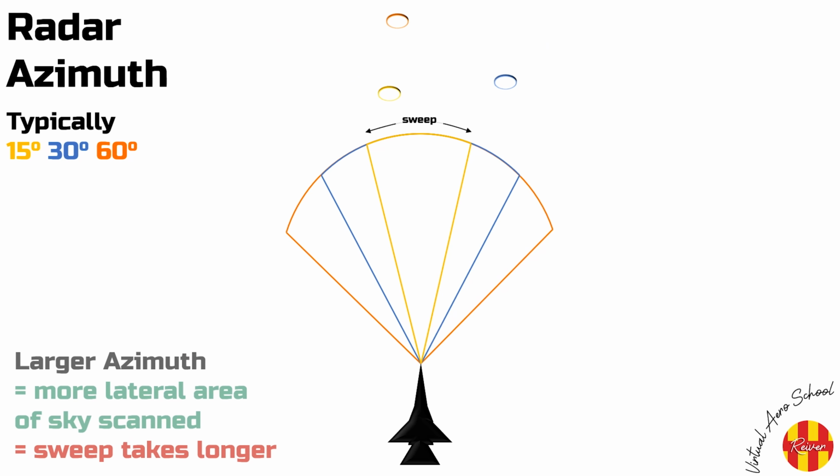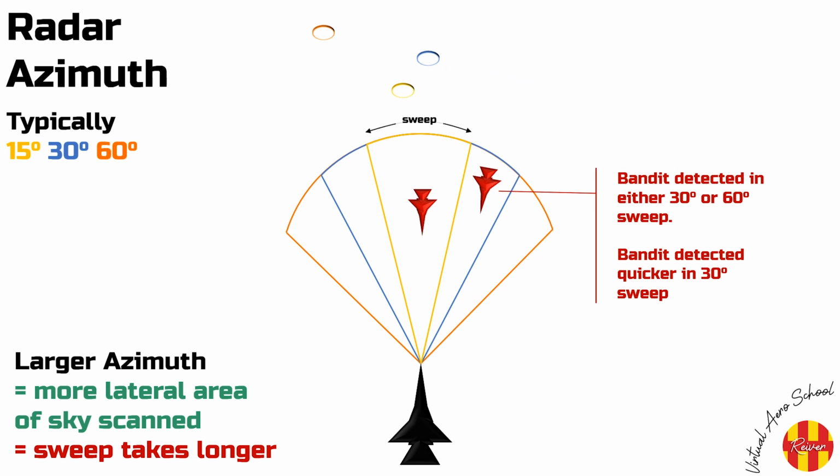A larger azimuth means more of the sky is being scanned, but the trade-off is the speed of the complete sweep. Consider these two bandits here. The trailing bandit would not be picked up in the 15 degree sweep, so the pilot may not come to know about it. It would be detected in both the larger sweeps, but would be detected quicker and have a stronger track buildup in the 30 degree sweep, as it will receive more pulses per unit time.